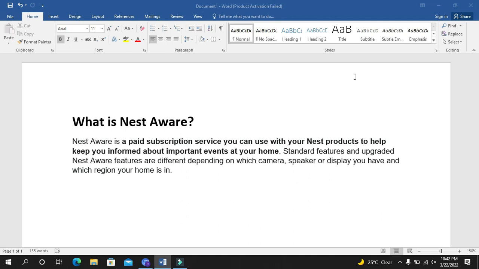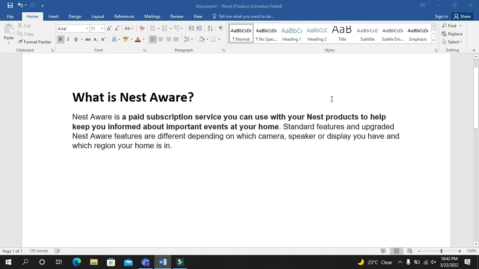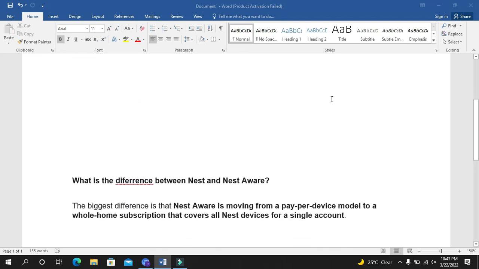What is Nestware? Nestware is a paid subscription service you can use with your Nest products to help keep you informed about important events at your home. Standard features and upgraded Nestware features are different depending on which cameras, speaker or display you have and which region your home is in. That's all about what is Nestware, and now we will discuss the difference between Nest and Nestware.